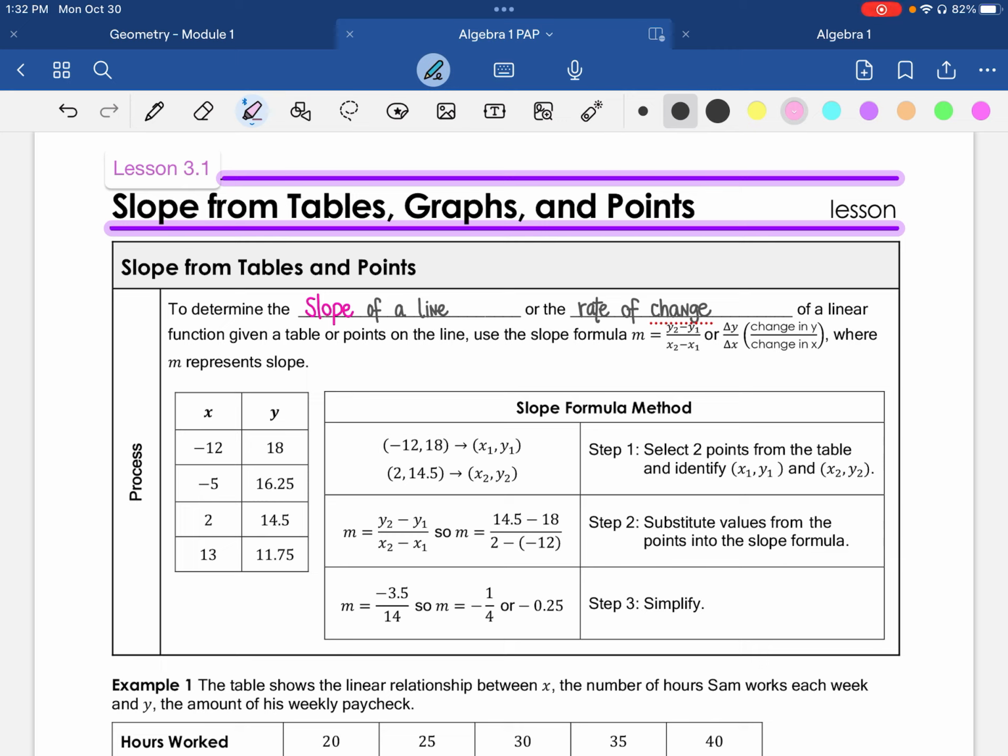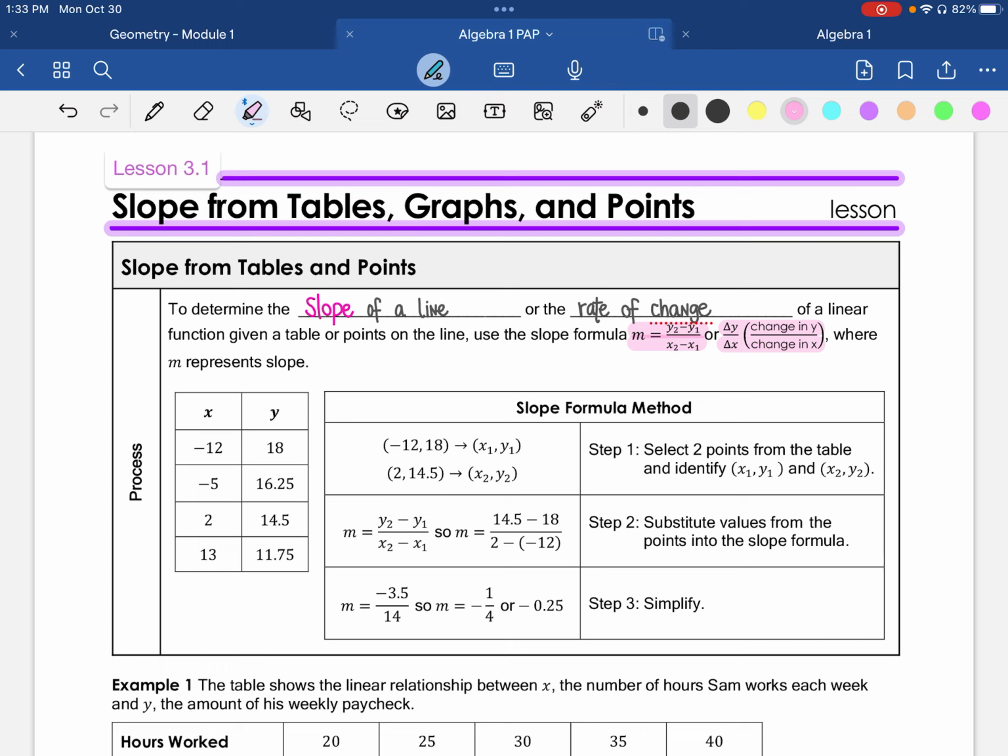To determine the slope of a line or the rate of change of a linear function when given a table or points on a line, we're going to use the formula m equals y2 minus y1 divided by x2 minus x1, or delta y, which stands for the change in y, over delta x, which stands for the change in x, where of course the variable m represents my slope.